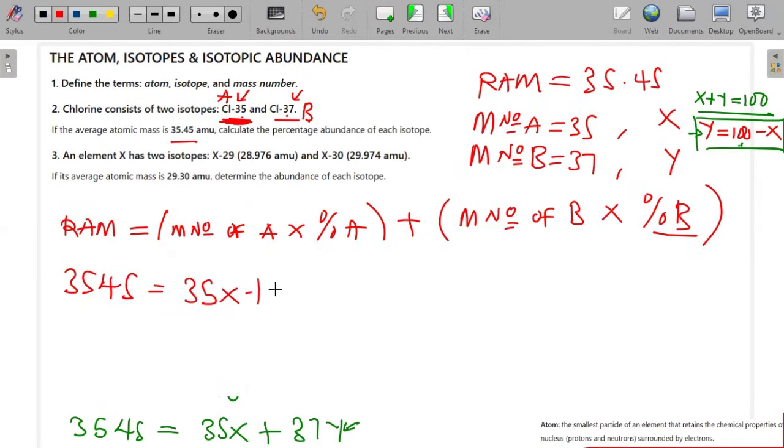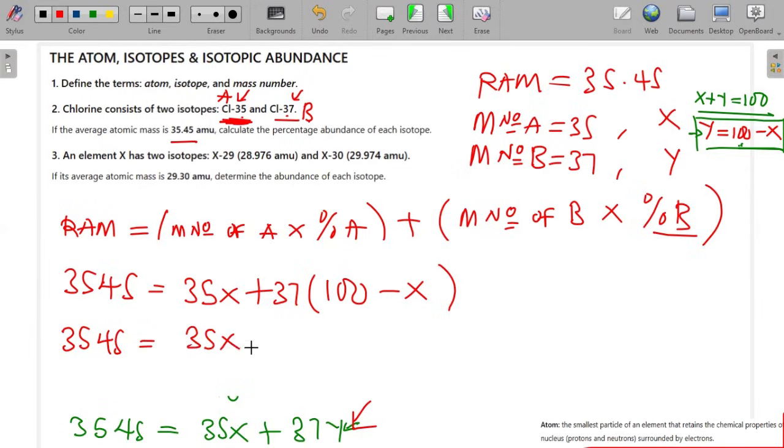37x plus 37, and then here I'm going to have y, not y, but 100 minus x, like this. So I've replaced this y with 100 minus x, and now I can multiply. So this is 35.45 is equal to 35x plus this multiplied by this, it will be 3700 minus 37x. Okay, so now this one is correct.